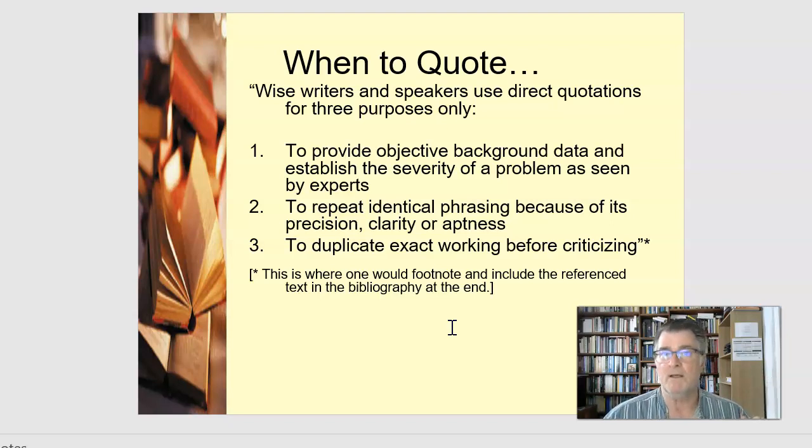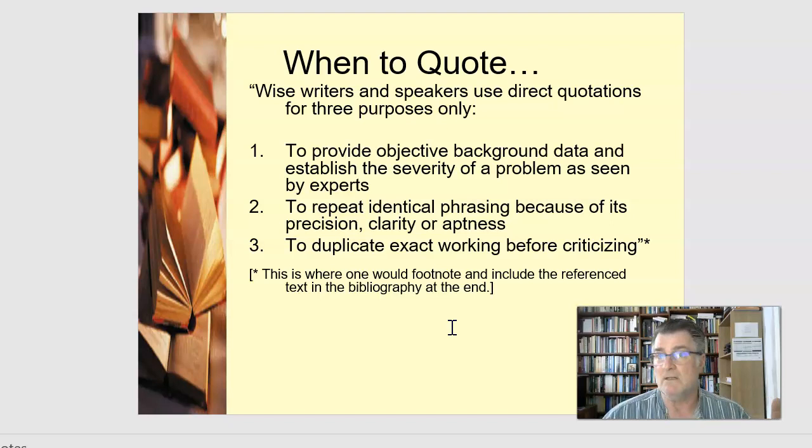Go ahead and quote it. So the severity of the problem may be posed by an expert in such a way that you wish to keep that and not rewrite it. That's one reason for using a quote. The second is to repeat identical phrasing because of its precision, clarity, or aptness.